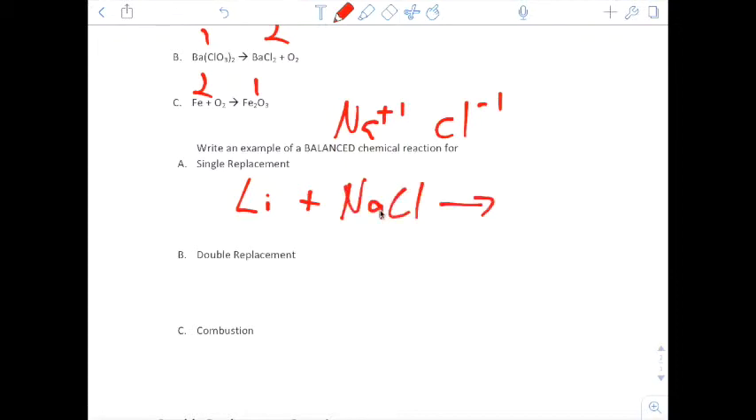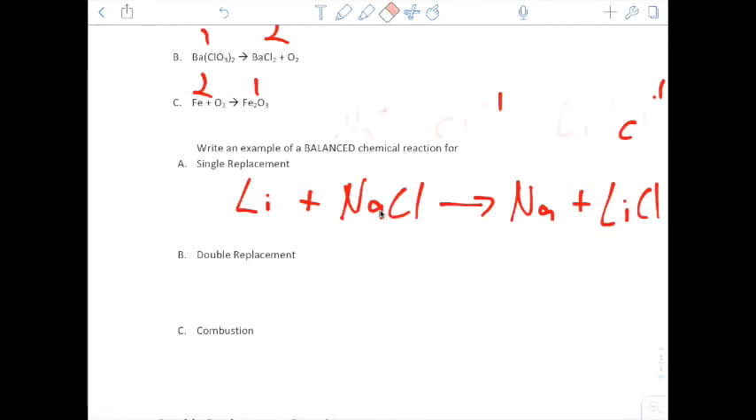So lithium is going to replace the sodium, so sodium is going to be by itself, and then we'll just have lithium, which is plus 1, chlorine minus 1, crisscross, LiCl. And so that is our single replacement reaction, and it is all balanced. So all the coefficients are 1 in that reaction.